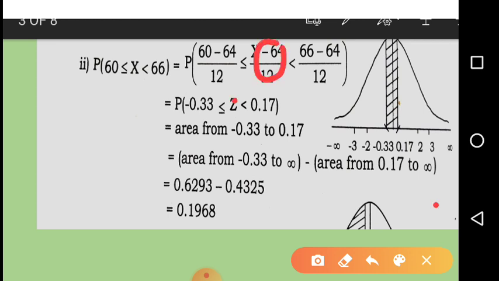Yes, I am writing. Then 66 minus 64 by 12, you divide, you will get 0.17. Put a bracket. Now draw this line again. Draw this graph. Yes, a bell shape like this. Easy, students, like this. A bell shape you will draw.